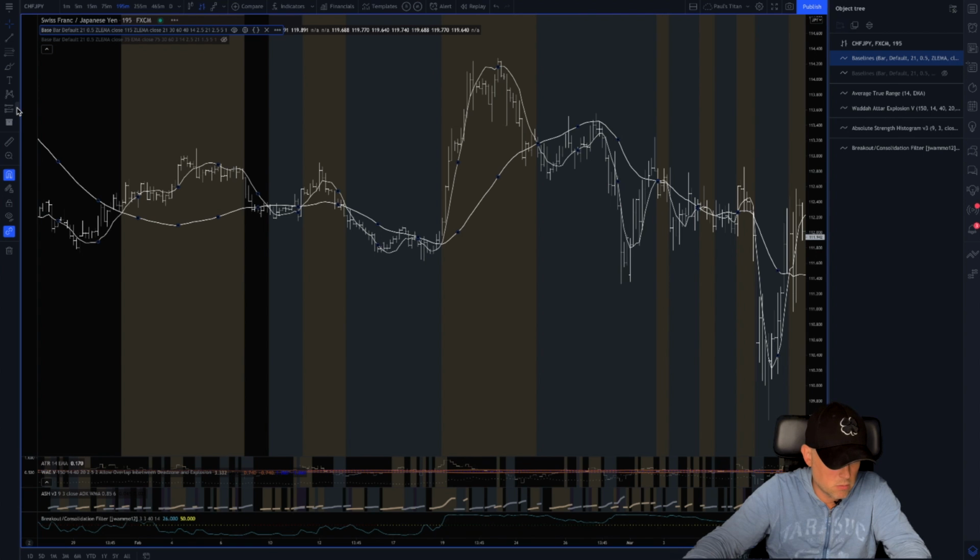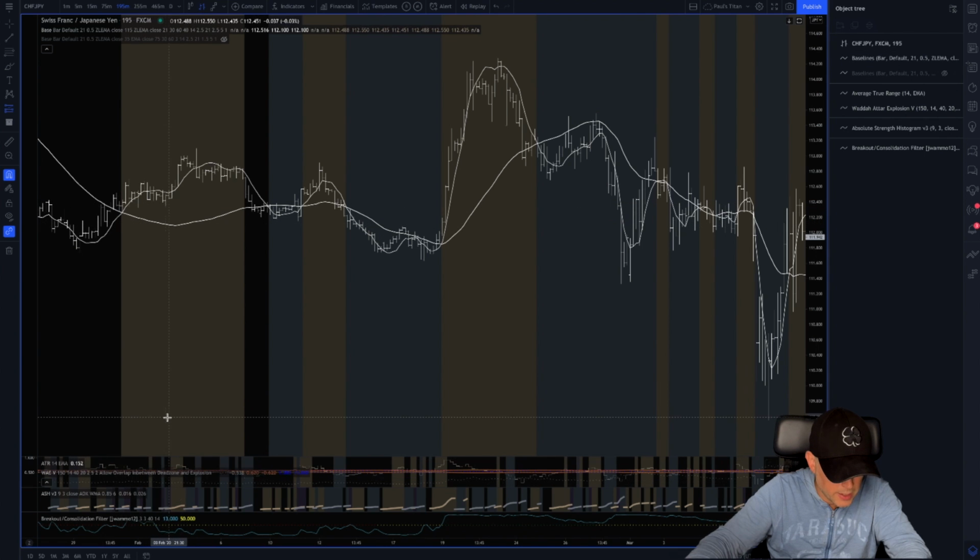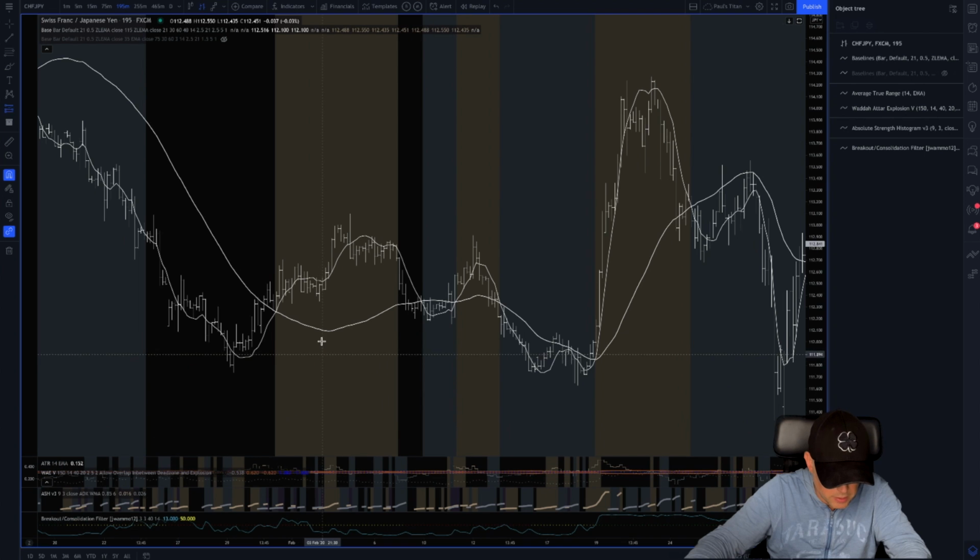Where's my toolbar? Anyway, I don't know where my toolbar is. So let's grab this tool here. I'm going to use the long right here because that's where my lineup is. See, here's my lineup, right?